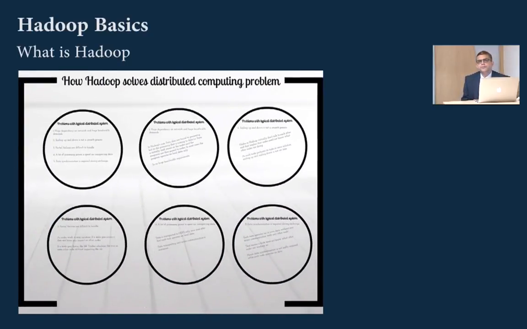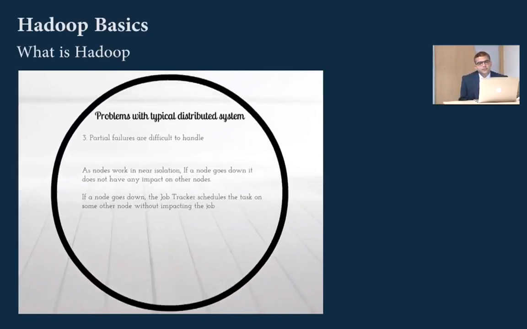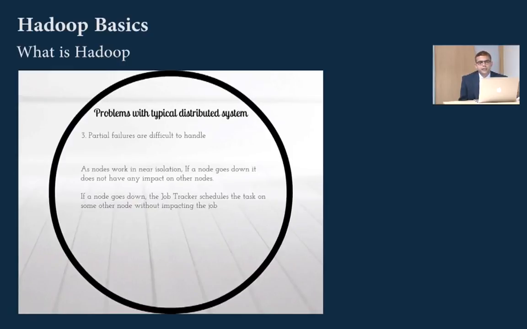Talking of the third problem, in previous generation systems, partial failures were difficult to handle. But in Hadoop, it's not that difficult because, one, there is replication. As nodes work in near isolation, if a node goes down, it does not have impact on other nodes because it's isolated. We have replication factor also. And if a node goes down, the job tracker or the app master will basically schedule the job on some other machine.